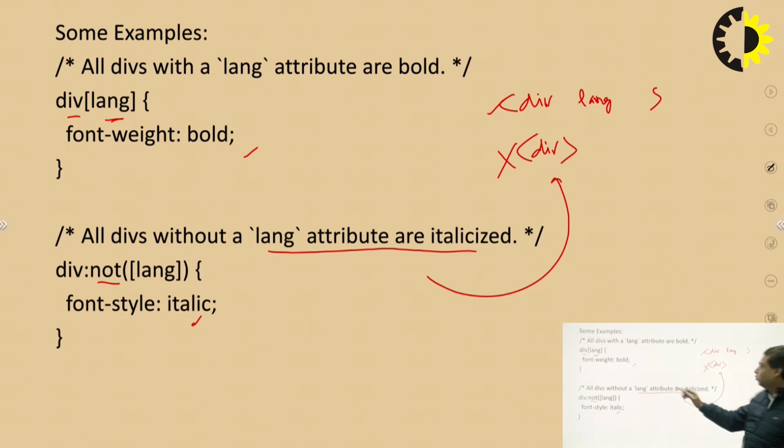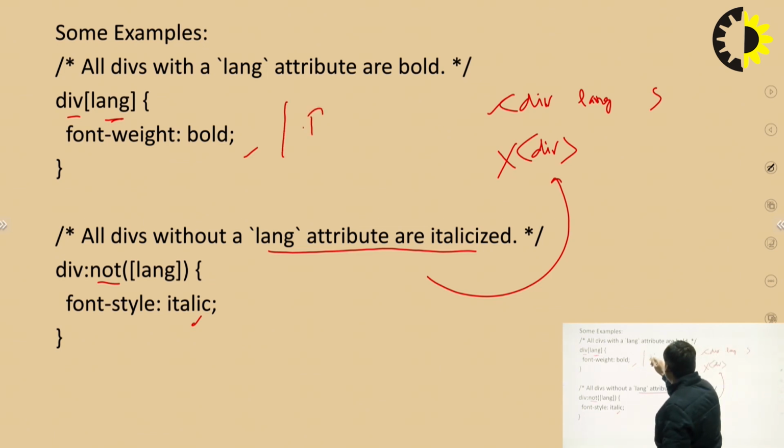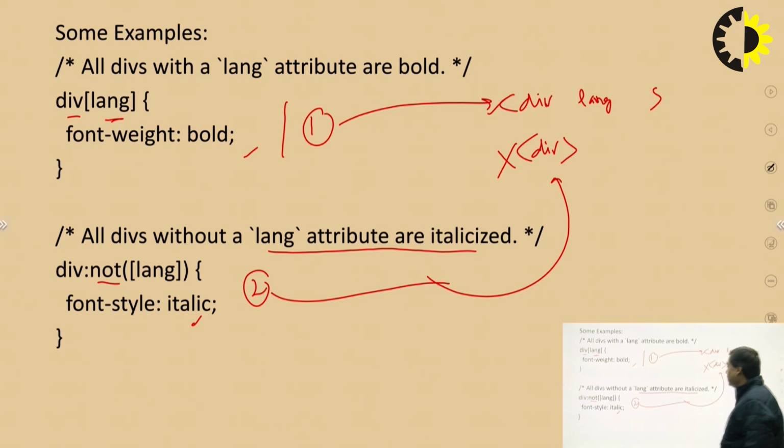So this second rule is applicable in this div tag because the language attribute is not mentioned. This first rule is applicable in the first div tag, and the second rule is applicable in the second div tag, because the language attribute is not mentioned in the second div tag and is mentioned in the first div tag, first rule.